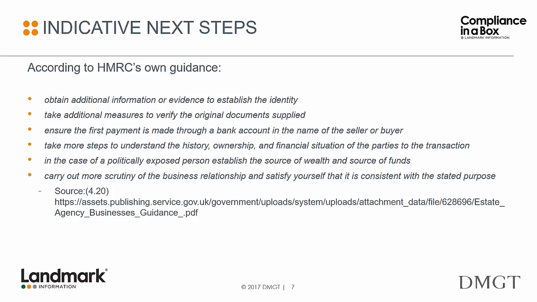In the case of a politically exposed person, establish the source of wealth and source of funds. Carry out scrutiny of the business relationship and satisfy yourself that it is consistent with the stated purpose. You could also confirm with Land Registry the vendors' names are on the property title to confirm ownership. This list is obviously indicative and not exhaustive, and there are other things that you could do as well.